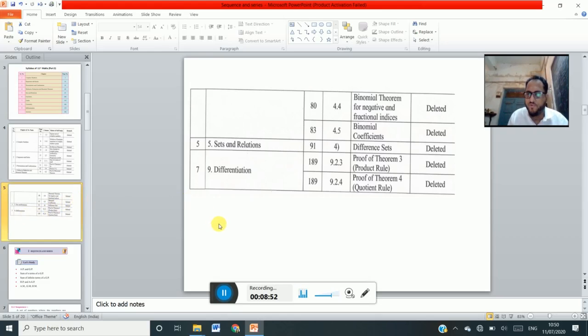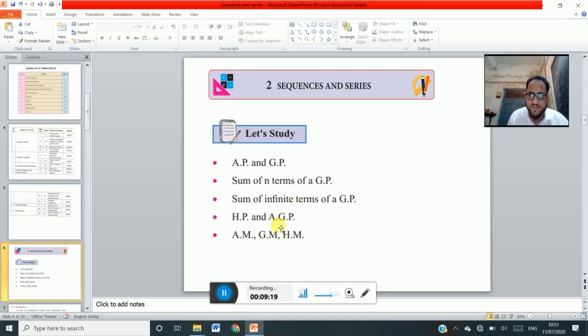And if you have any query, then you can contact me on my personal number, not in this group. You have to contact me on my personal number through WhatsApp, or if you have to contact directly you have to call me on my number, or if it is possible, then come to the college and solve your queries, right? So we start with the first chapter, that is sequence and series.